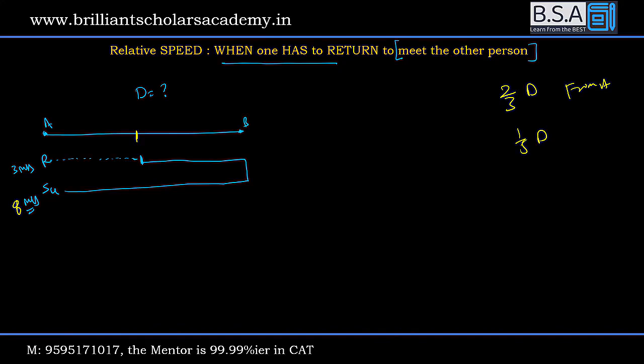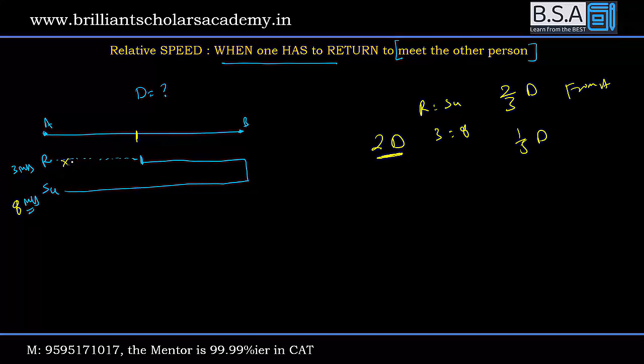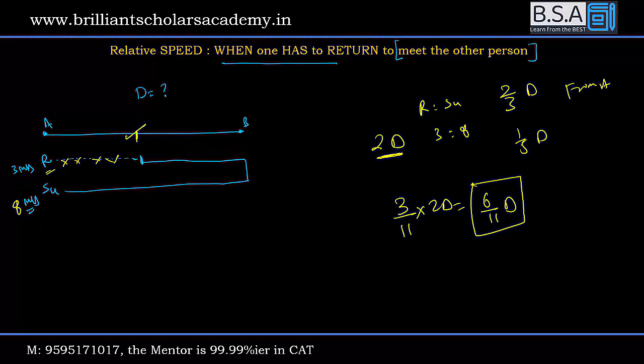I say they have together traveled 2D. And what is the speed ratio of Ramesh and Suresh? Speed ratio is 3 by 8. So how far from A are they? That is, I need the journey of Ramesh. Ramesh is traveling 3 parts out of 11 in 2D. So Ramesh is traveling 6 by 11 D. That is the distance from A.